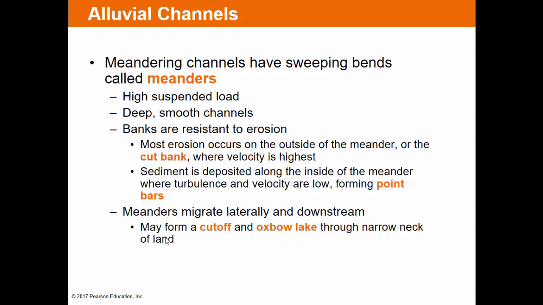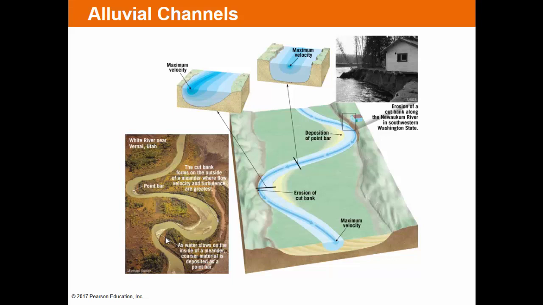They're deep, they have smooth channels, and their banks are somewhat resistant to erosion. Most erosion occurs on the outside of the meander, or on the cut bank, where the velocity is the highest. Then sediment is deposited on the inside of the meander, where the turbulence and velocity are low. That's going to form a point bar. Meanders will migrate laterally and downstream, meaning they'll go side to side and they'll go downstream. Some of the things that result from that are oxbow lakes and cutoffs.